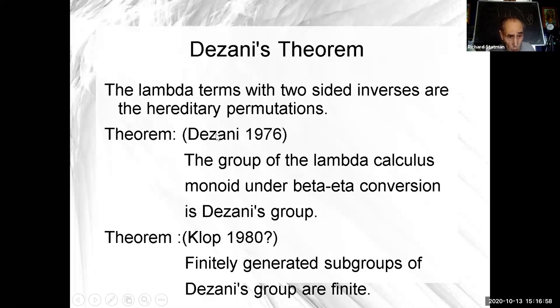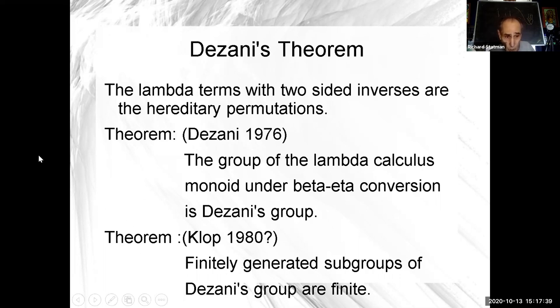Okay, so this group is familiar, the hereditary permutations. The group from surjective pairing is not so familiar. What's the connection between the two? Well, let me cite an observation of Jandl and Klop, which is quite easy to prove. It's around 1980. I don't know exactly when. Finitely generated subgroups of the Zanis group are finite. There are no elements of infinite order. These hereditary permutations all have types, and so it's an easy exercise.